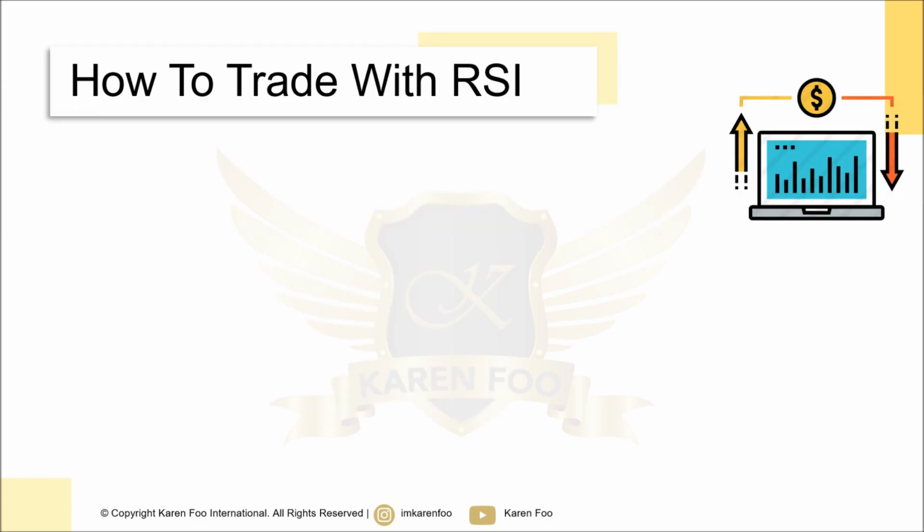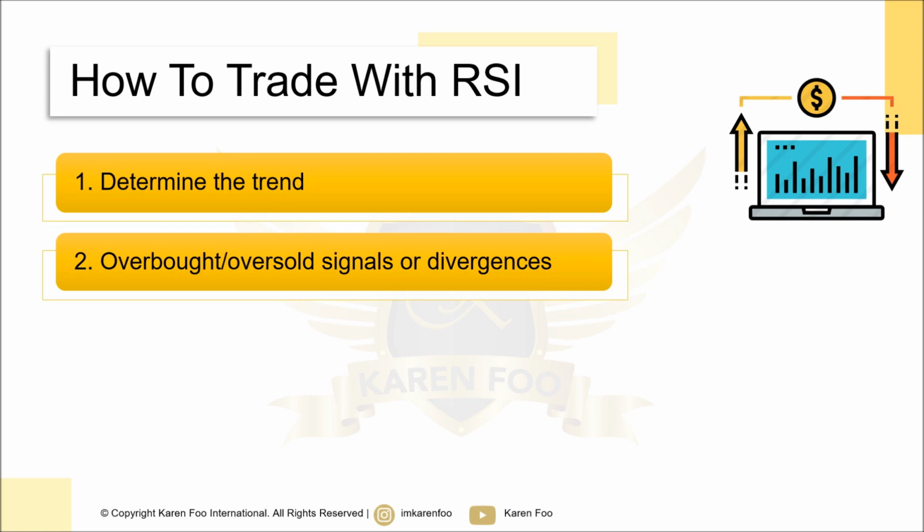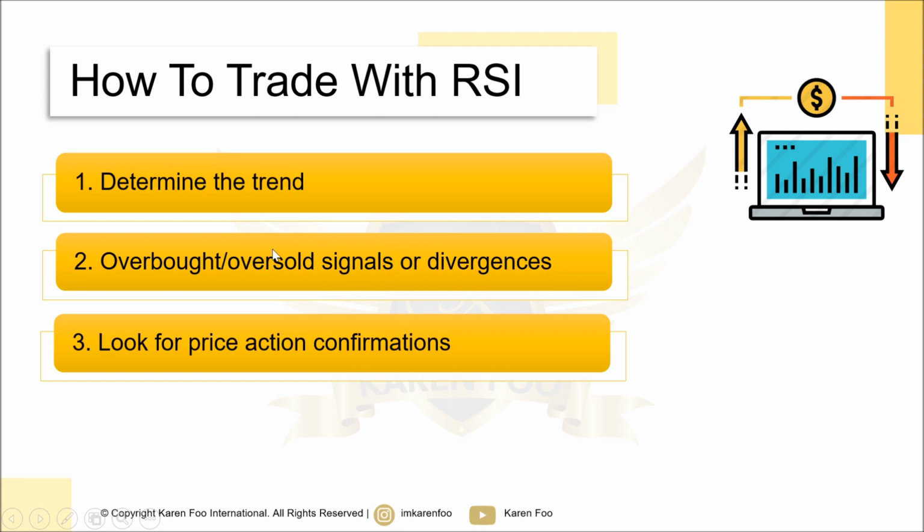How to trade RSI? Number 1, determine the trend that you're trading. Are you trading the bullish trend or bearish trend? Then you look for oversold and overbought signals or any divergence. Then of course wait for price action confirmation. Wait for the price to test a support, resistance area, or critical area, and then you can go in from there.